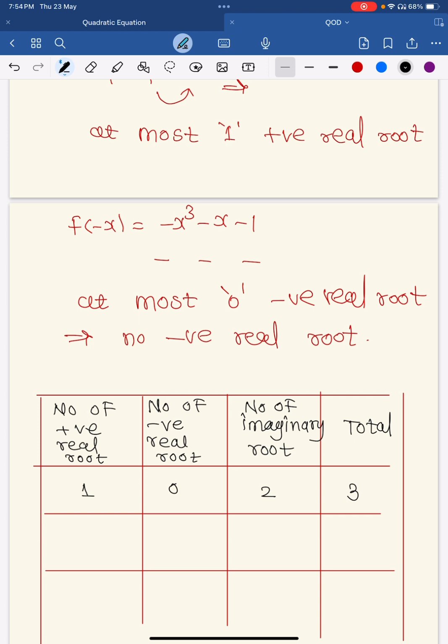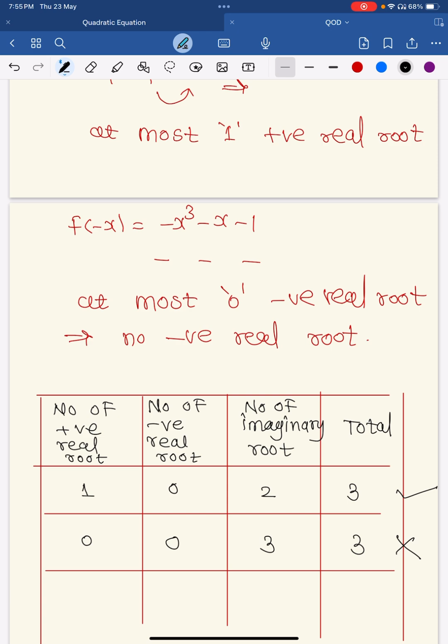Suppose the given equation has 0 positive real roots, because by Descartes rule it has at most one positive real root. So in the second case the given equation has 0 positive real roots. We know negative real roots are 0, and there are 3 roots in total, which means the number of imaginary roots would be 3. But we know imaginary roots always come in pairs, so this case is not possible. So we get number of positive real roots 1, negative real roots 0, imaginary roots 2, and total 3 roots.